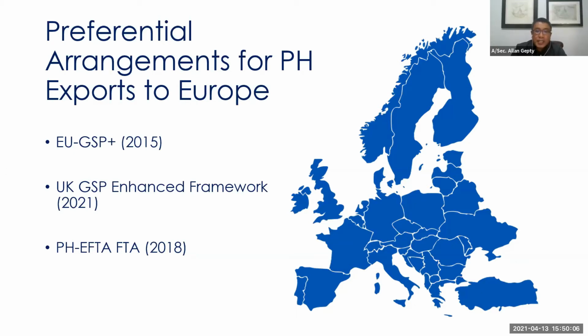So basically, under these platforms, you will note that the two platforms, the EU GSP Plus and the UK GSP Enhanced Framework, are, I would say, unilateral. So we do not have a free trade agreement with the EU and UK, but just the same, because we are a developing country, they have given us this preferential access. With respect to our market access with EFTA countries, that is based on an FTA. Now, for your perusal, when you talk about an FTA, that is more stable because that is forged via an international agreement.